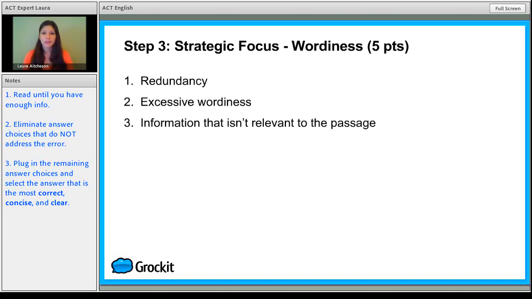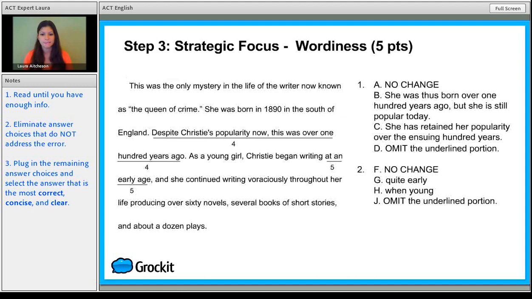If you find that the shortest answer choice doesn't fix the error, then you're going to go to the next shortest answer choice. The other thing you want to know how to do is how to use the omit the underlined portion option. And then the final thing, in terms of information that isn't relevant to the passage, make sure that you're not keeping stuff in the passage or adding things to the passage that don't have anything to do with what the author was talking about. That's something they really don't like. Don't add in stuff that doesn't make any sense.